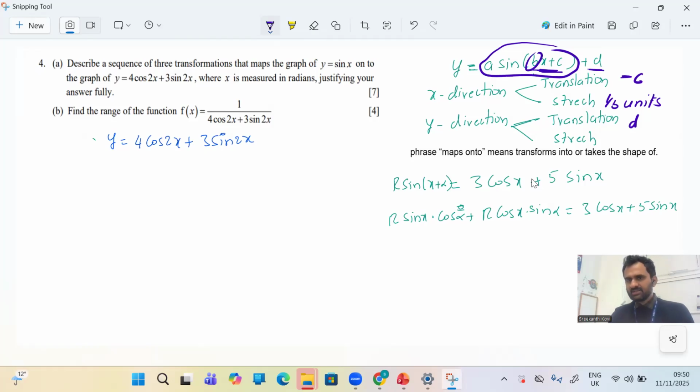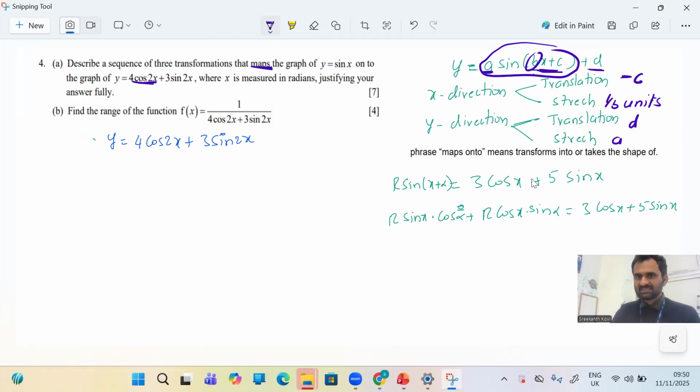So it translates by d units. And this coefficient, stretch by not 1 divided by a, it is by a. You need to know all this. And this language, whenever you see here, maps into this one. The meaning of this is, to transform sin x into this one, what all transformations you need to do. That's what the meaning of this question is.